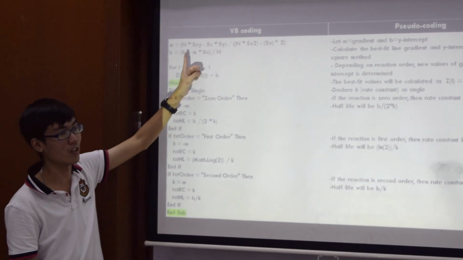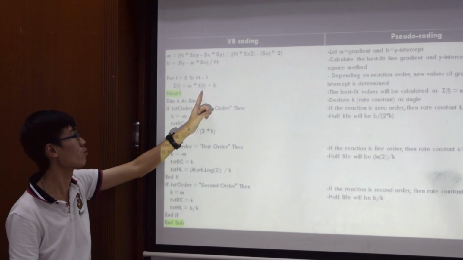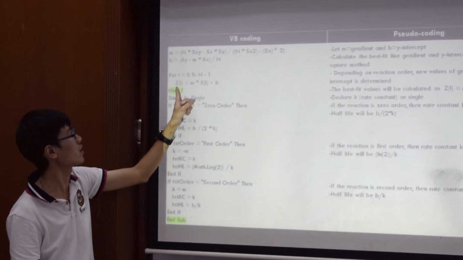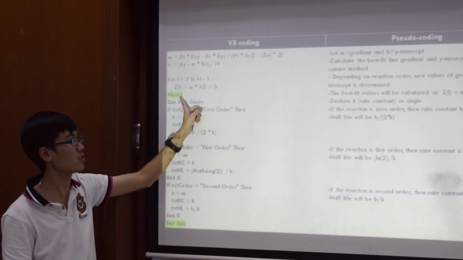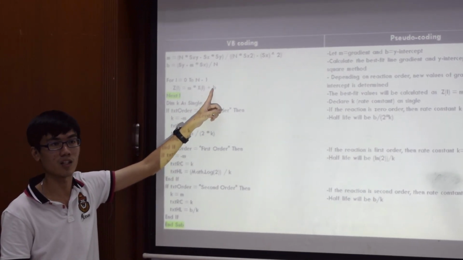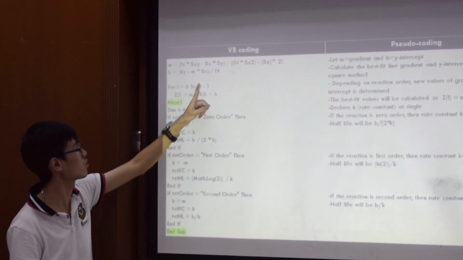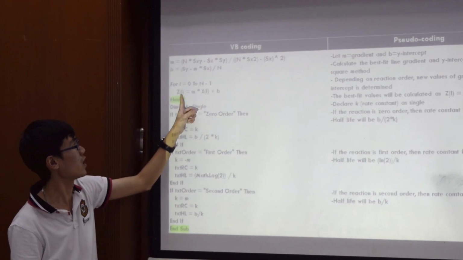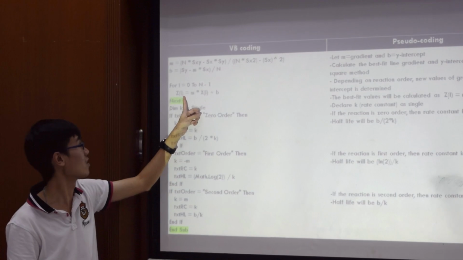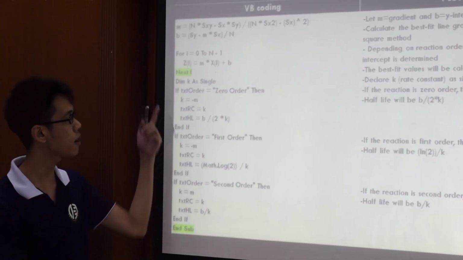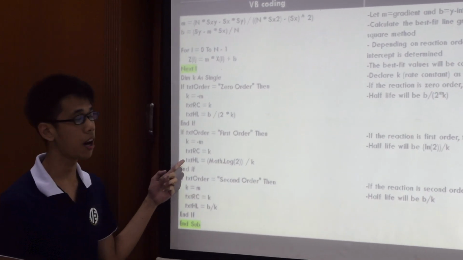Okay, now we already have the value of the gradient and the y-intercept. So we will use this formula, which is similar to y equals mx plus c. We use this formula to generate a linear line. Through using this for loop, we will have the z value which will follow the linear line. So now this part of the coding is to determine the rate constant and also the half-life.